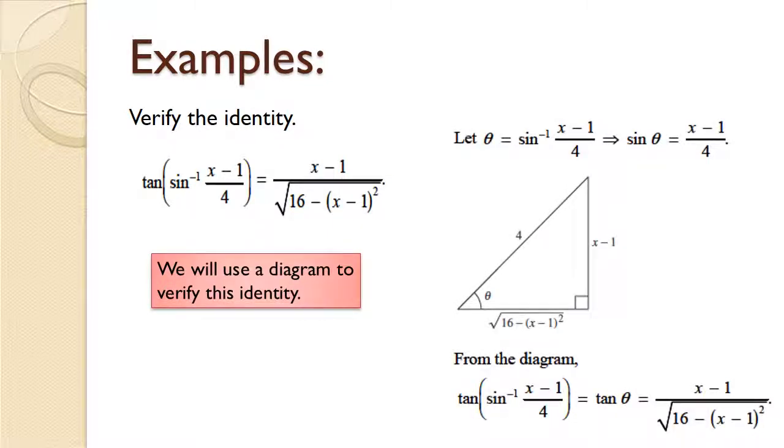And you can see what I was talking about here. I drew a triangle, I picked an angle for theta, I labeled the opposite and the hypotenuse as x minus 1 and 4. I used the Pythagorean theorem to find a representation for the missing side, and then from there you just do tangent. It's opposite over adjacent, and you're done.